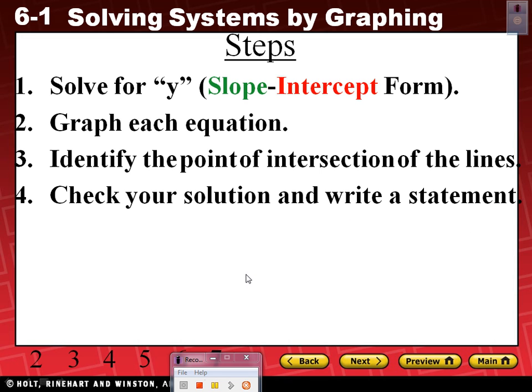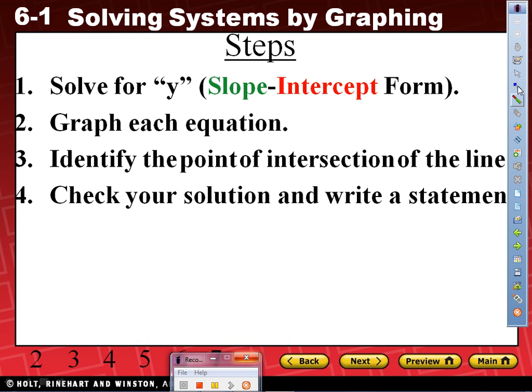And like I told you, as we progress throughout the year, we're going to be explaining in our statements how and what it is that we have as a solution. No longer am I just going to do x equals this and y equals this. I need you guys to understand what you're writing. Okay, copy that down, please.